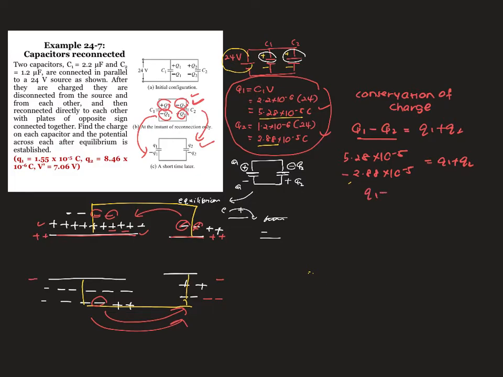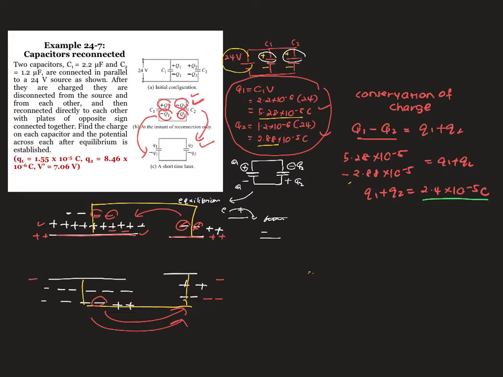So Q1, Q2, the net charge for this one is going to be 2.4 × 10^-5 coulomb, which is the only total charge that can actually move when you reconnect it with the opposite sign. It cannot be more than 2.4, it cannot be less than 2.4. It's going to be exactly net charge equals 2.4 × 10^-5 coulomb.